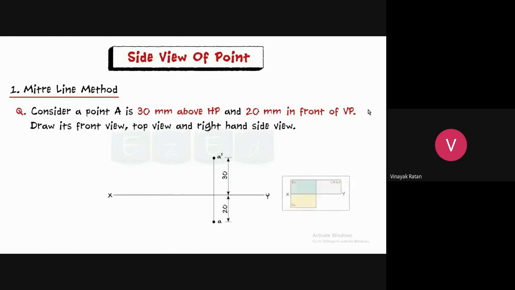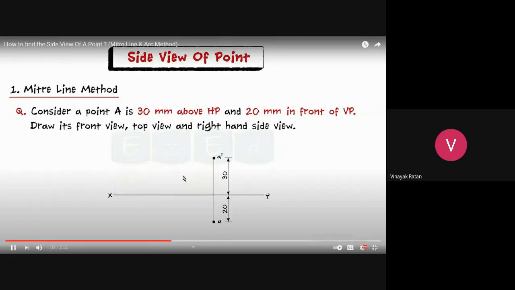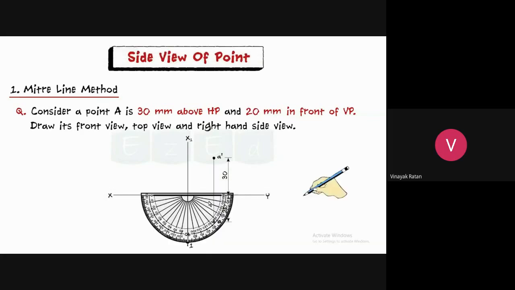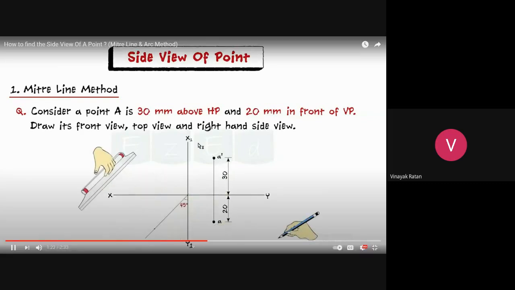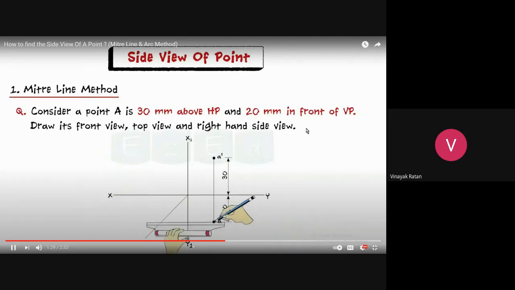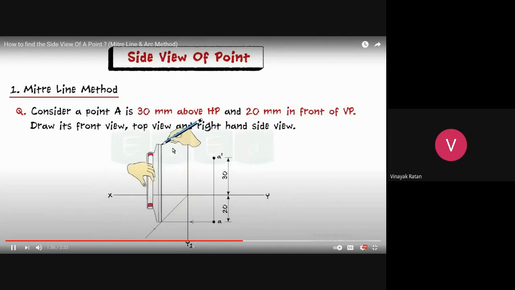Now, in order to draw the side view, you can see the side view will come here. He'll draw one more reference line, X1 Y1. Now draw a 45-degree line from the intersection of the X1 Y1 line. Then draw a horizontal projection line till this 45-degree line, and from here one more vertical projection line, and from A dash a horizontal projection line. These two lines will intersect. That will give you the side view of point A, denoted by A double dash. This is your mitre line method.